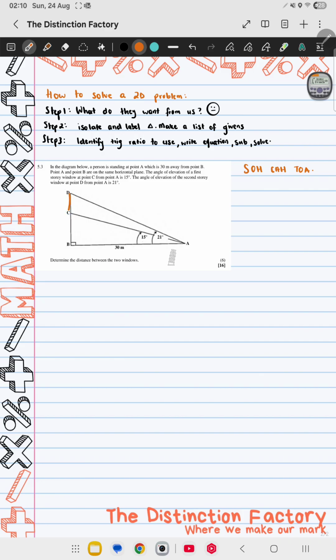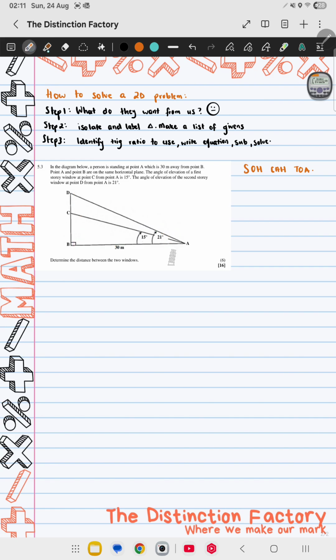Now, how can we go about doing that? Remember that trig can only be done in right angle triangles. So I cannot use triangle ACD to try and solve for CD straight ahead like that because there is no 90 degree in that triangle. So I'm limited to 2 options. I'm limited to triangle ABC and triangle ABD.